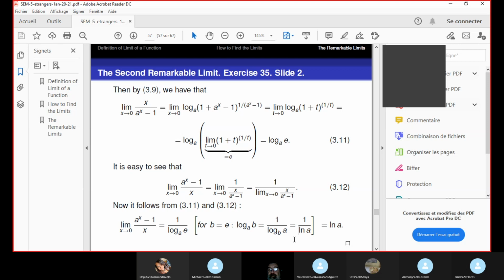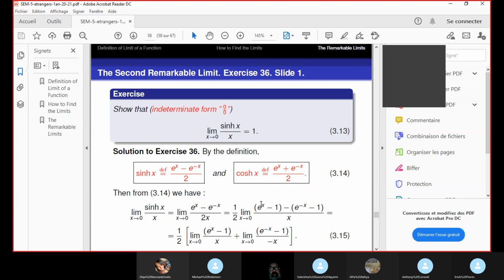Okay. So now, this exercise is completed. So now, we will discuss another limit. Maybe you do not know what the hyperbolic sinus of x is. Do you know the definition of this function?